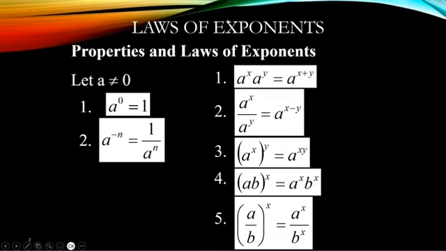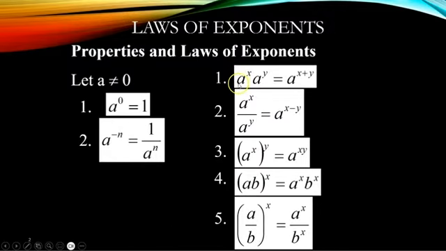First, let's try to review the laws of exponents. Some properties and laws of exponents are as follows. Assuming that a here is any constant that's not equal to 0, a raised to 0 is equal to 1. A raised to a negative exponent should be 1 over a raised to that exponent or that power.